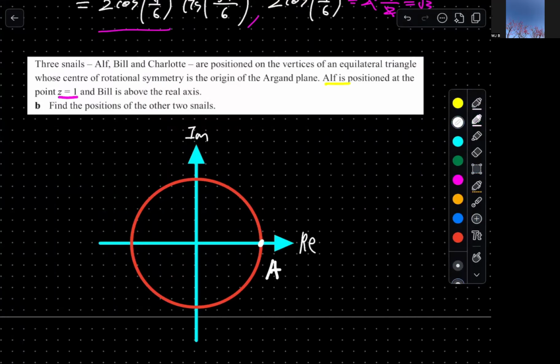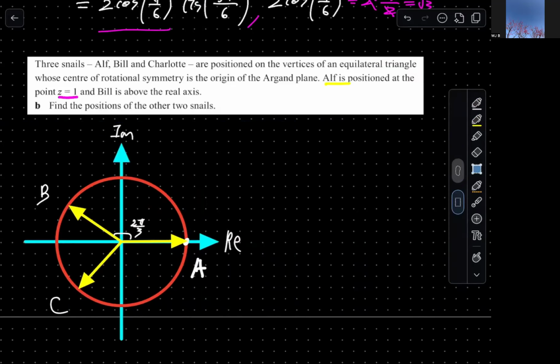And since it's an equilateral triangle, everything has to be rotated equally. So this is when z is equal to 1. And I have another at 2 pi over 3, and another will be at 4 pi over 3. So that's great. Okay, so I have A, B, and C located after each 2 pi over 3 rotation. So I've indicated the point B.